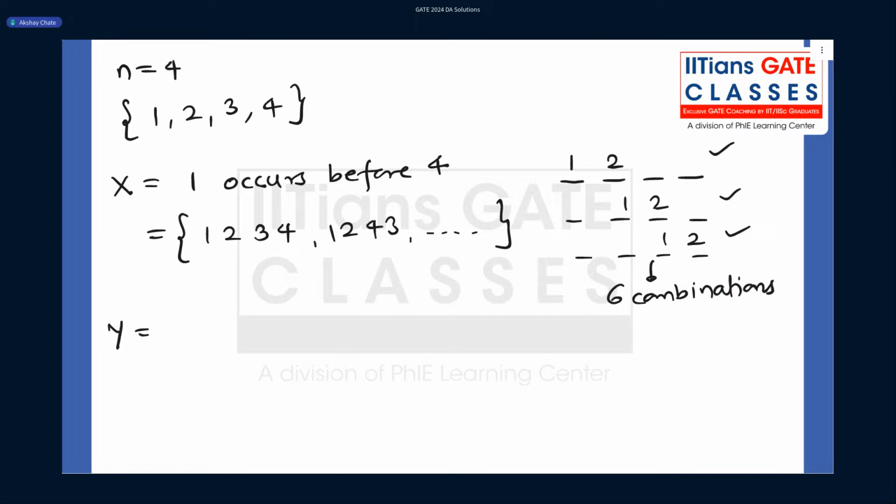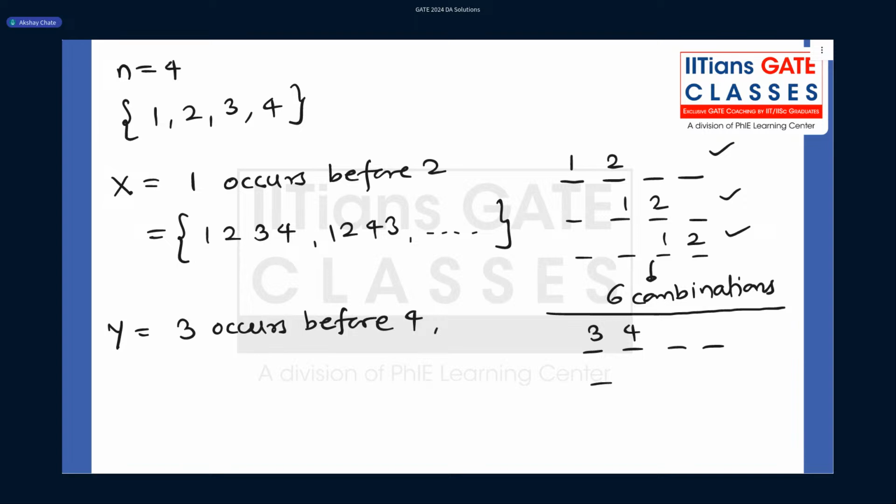Similarly, I'm sorry, it is 1 occurs before 2 in x, and in y it is 3 occurs before 4. That is the definition of these two events. And again you can see, 3 has to occur before 4, right? So one option could be this, another option could be something like this, 3 4, and one more option could be something like this. You can fill 1 and 2 in the empty spaces, so there are 2 ways here, 2 ways here, 2 ways here. So a total of 6 ways here also, to fill the 1 2 in the empty slots.